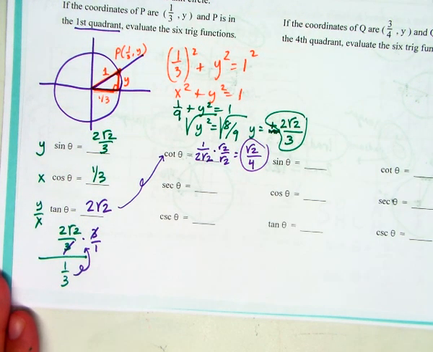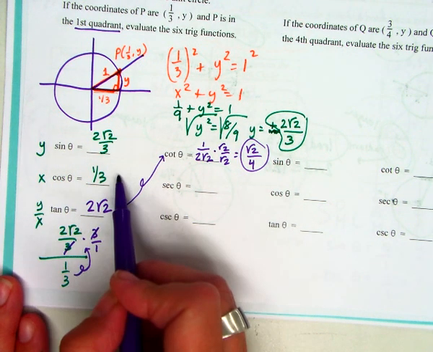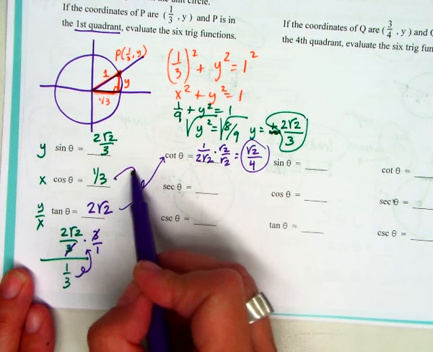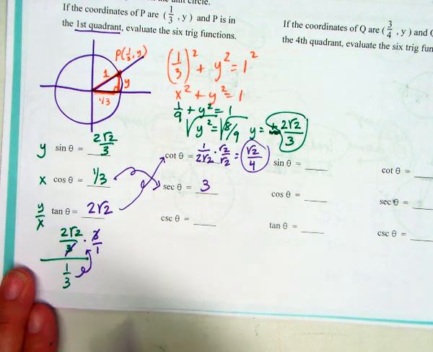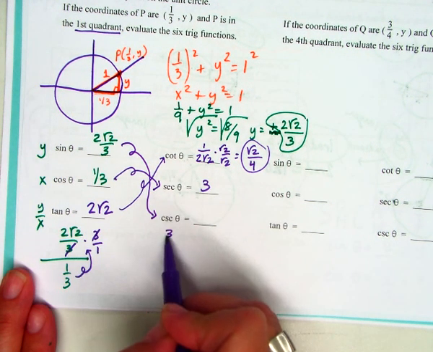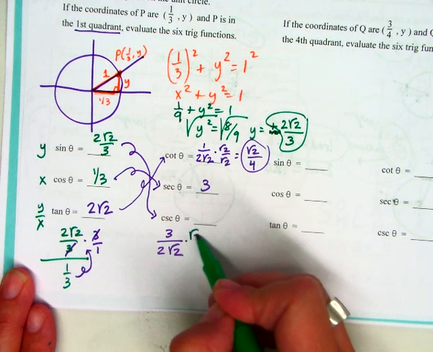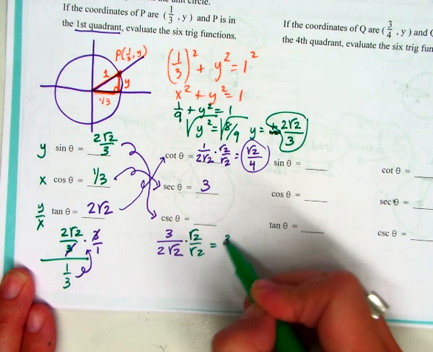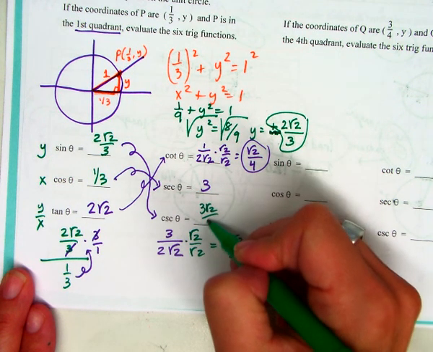So you do have to rationalize all these, simplify them, okay? Secant is the reciprocal of cosine. So 1/3, flip it. I just get 3. And then cosecant is the reciprocal of sine. So I'm going to flip that, but I still got to rationalize 2 times 2. So 3 root 2 over 4.